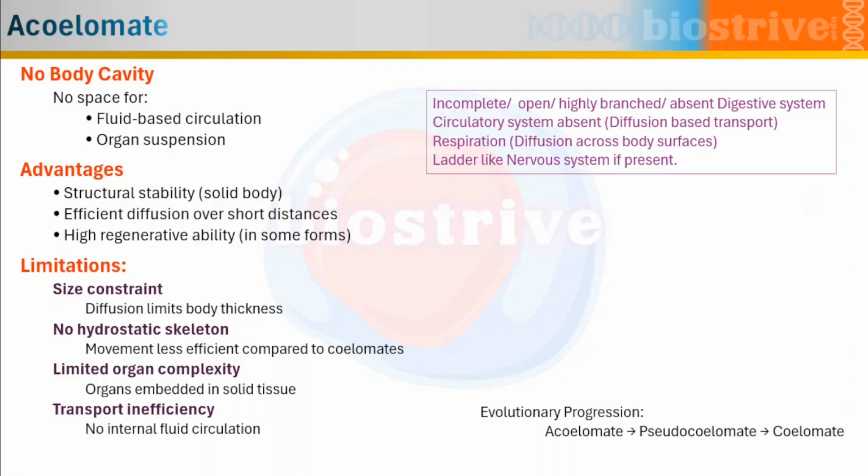If we talk about other organ systems, the digestive system is an open type digestive system. There is only one opening for ingestion and egestion of food. If we talk about the respiratory system, respiration is through diffusion, and diffusion is across the body surfaces. There is a ladder-like nervous system, if present at all.